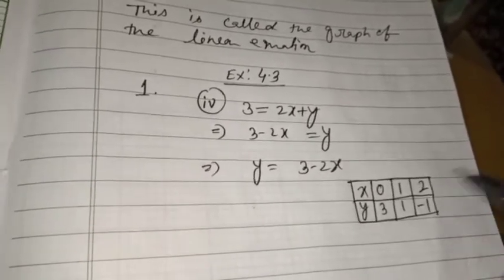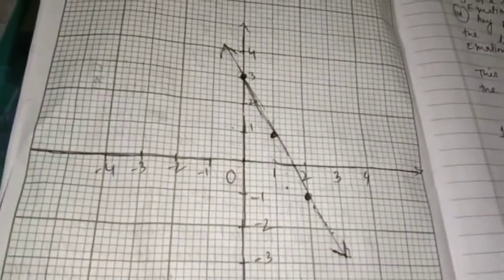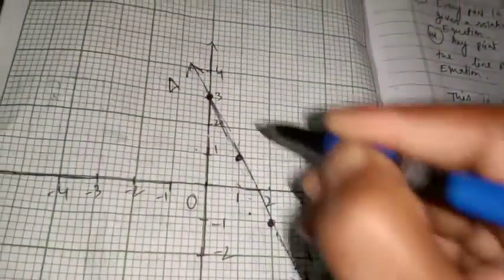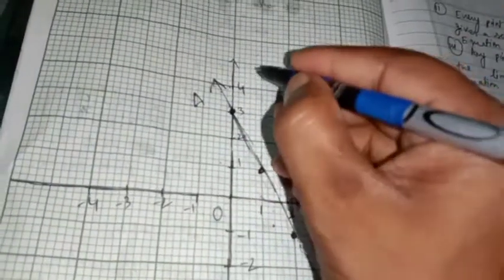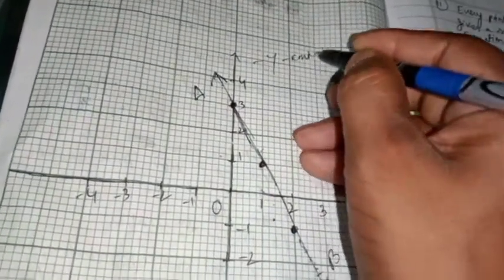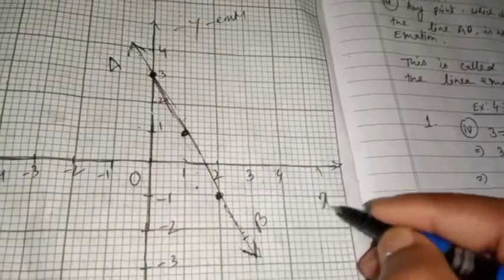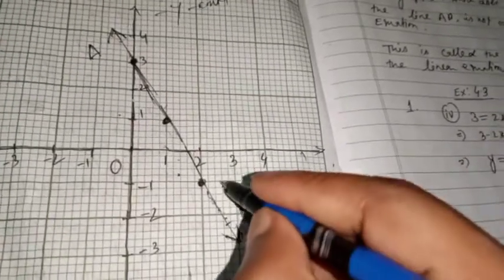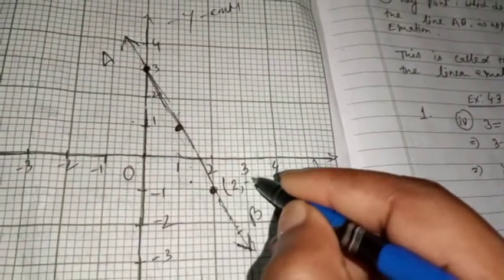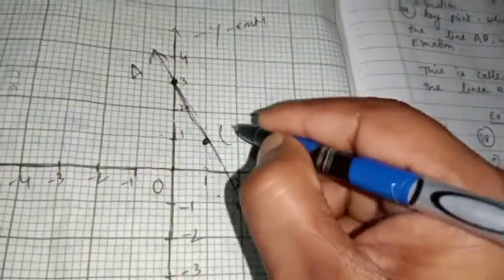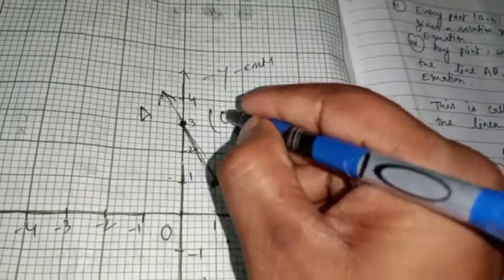Next, this is the answer. You can give a name to this line, like AB. This is the y-axis and this is the x-axis, and you can write the points: 2, minus 1; this is 1, 1; and this one, 0, 3.